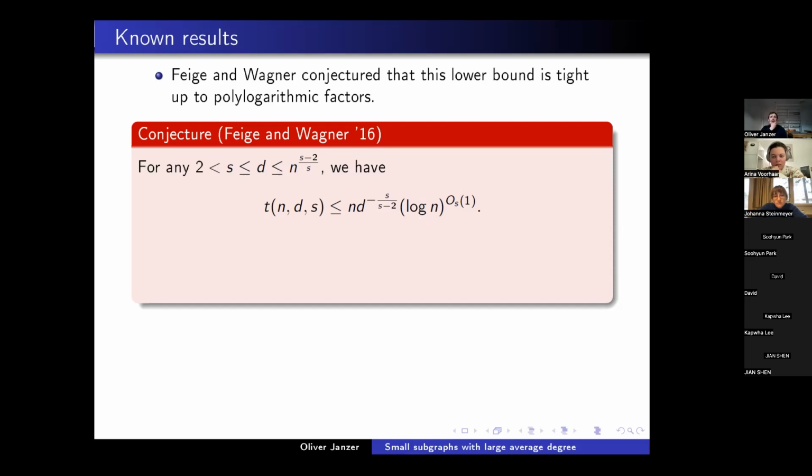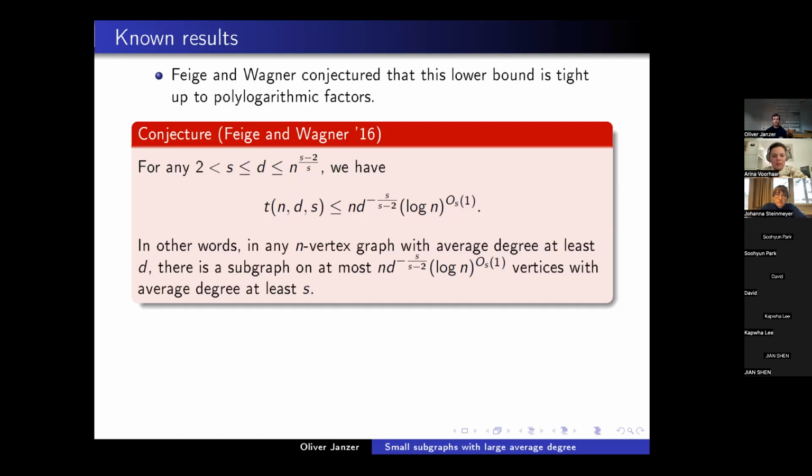And you might wonder about this logarithm factor. Is it necessary? It wasn't present in the lower bound, but actually you can modify the lower bound such that the logarithm factor is also necessary, at least when d is about this n to the s minus 2 over s. So the log is needed also for some values of d at least. So the conjecture would say that you can always find a subgraph with at most this many vertices, which has average degree at least s.